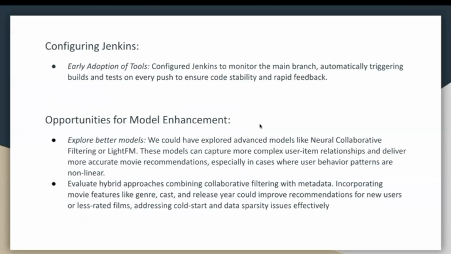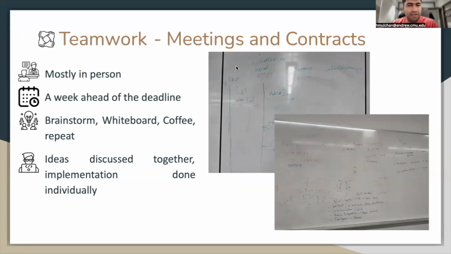And finally, we'd like to discuss model enhancements. So we could have used better models. We could have used models like neural collaborative filtering or LightFM, which can capture more complex user-item relationships and deliver better recommendations. We could have also used hybrid approaches by combining collaborative filtering with metadata. This would incorporate many features of the movies like genre and cast and would improve the recommendations for new users or lesser rated films.